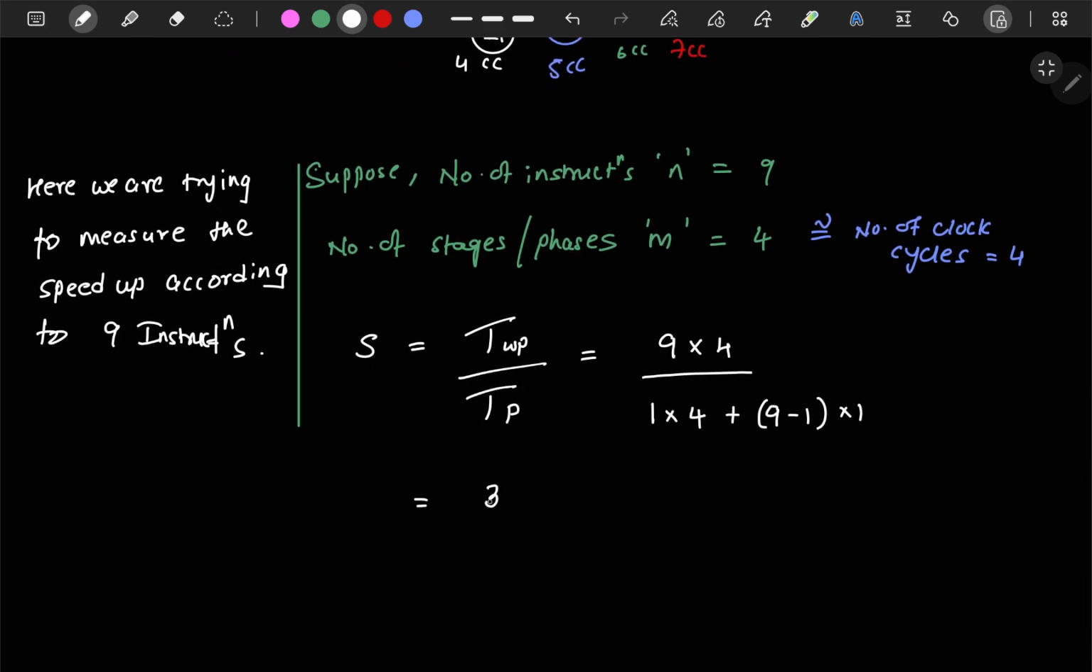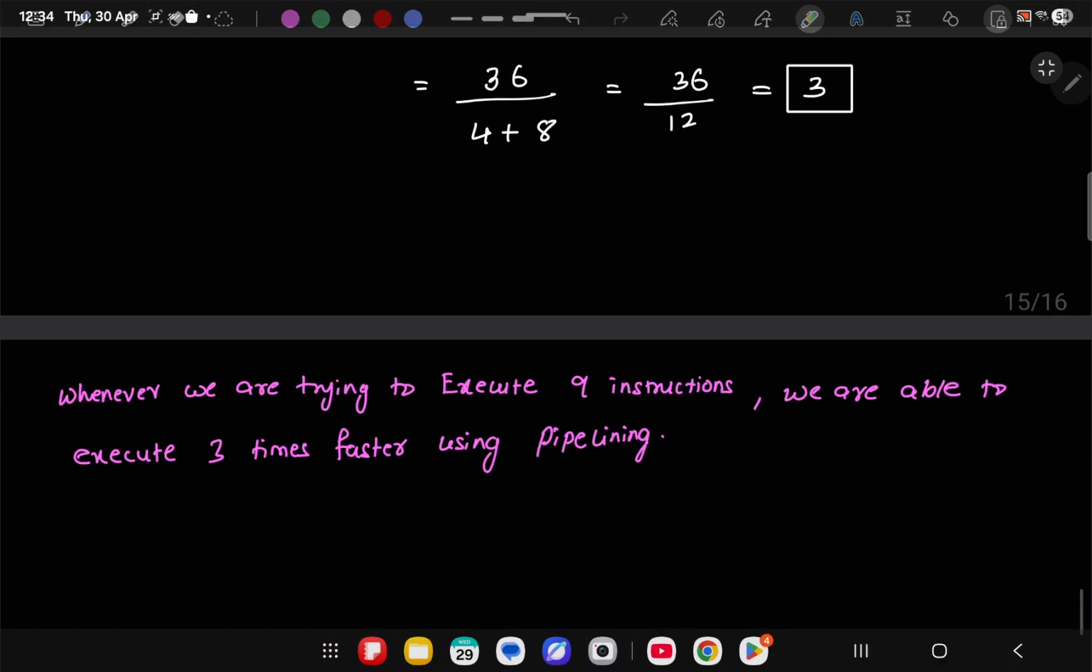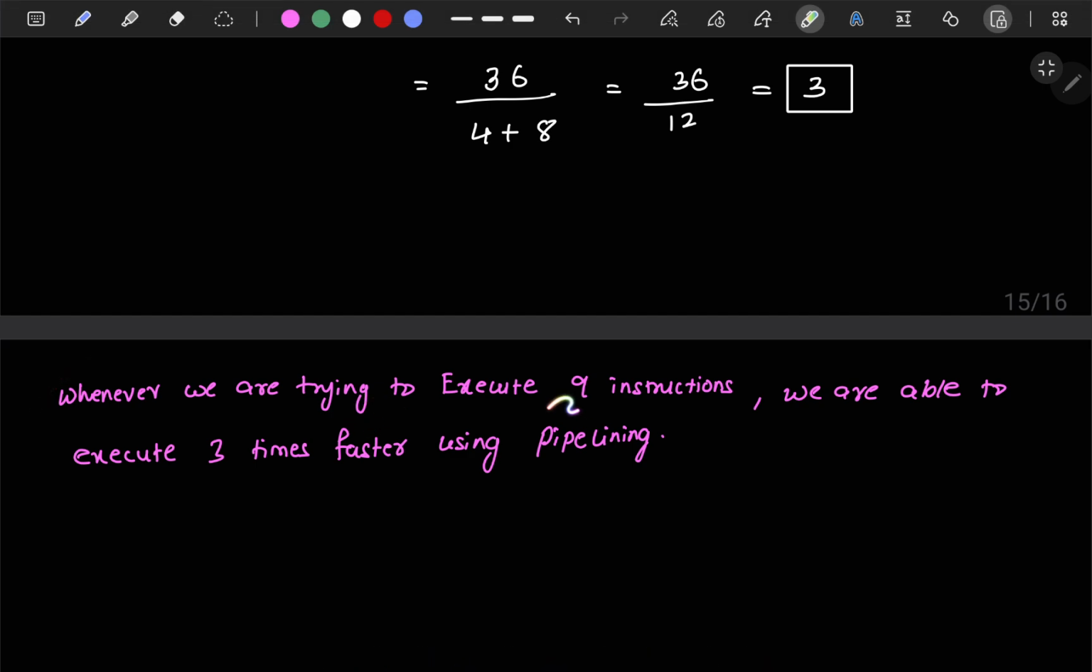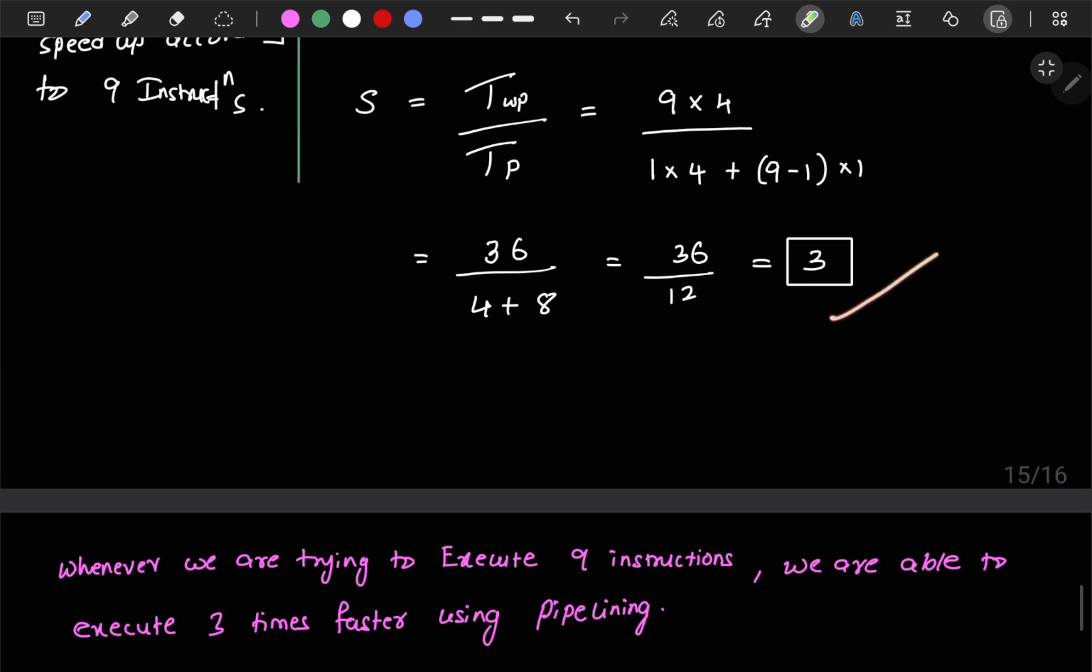Now you try to solve it. 9 4s are how much? 36. Then this is 4 plus 8, that is 12. 36 divided by 12 is 3. The speed up is 3. So what does it mean by 3? You got the value 3. What does it mean? I had written here: whenever we are trying to execute 9 instructions, we are able to execute 3 times faster using pipelining. That is the meaning of this 3. Speed up equal to 3. Are you getting it? Fine.